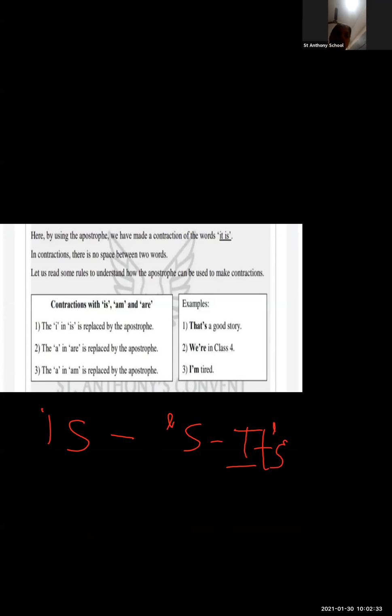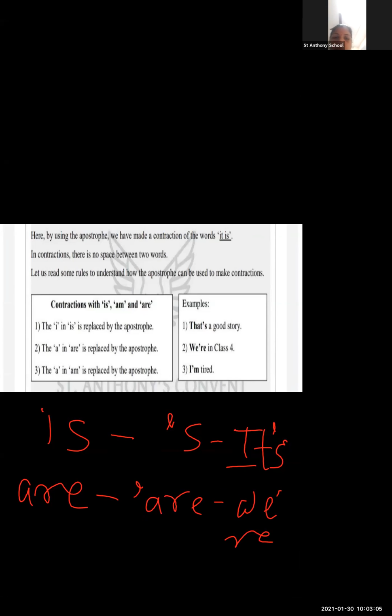Okay. If you have "are," you will replace the A and add an apostrophe. A-R-E, that is, we apostrophe R, we're. We are in class 4. Let's move.